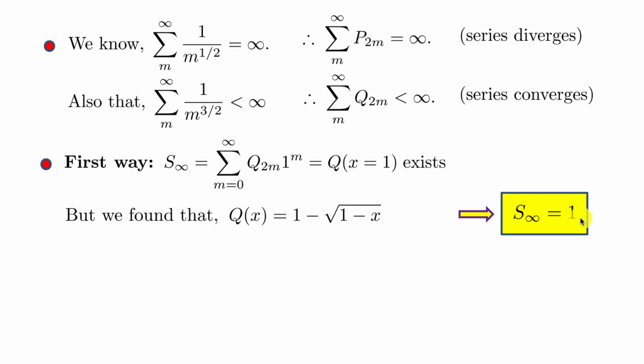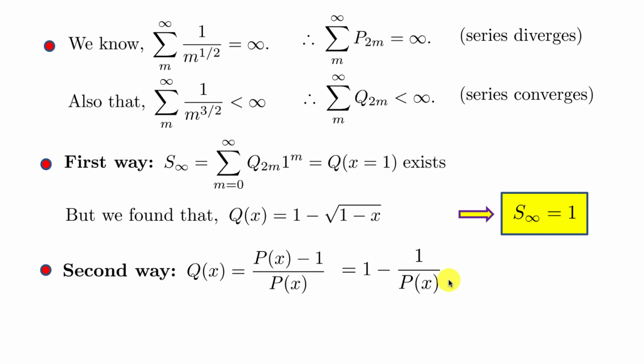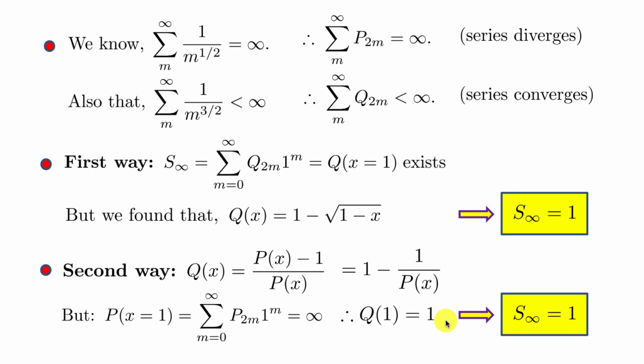There's also a second way of getting this result. So look at q of x, which we found was p minus 1 over p, which can be written as 1 over 1 minus p. But we just discovered that this p over here is divergent. So since p at x equal to 1 is infinity, we get 1 minus 1 over infinity. And once again, we verify using a slightly different kind of argument that s at infinity has to be 1. The man will certainly return home.